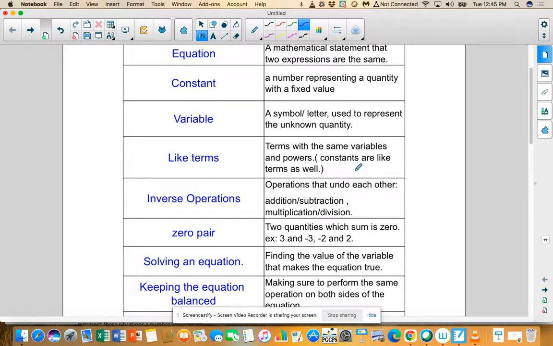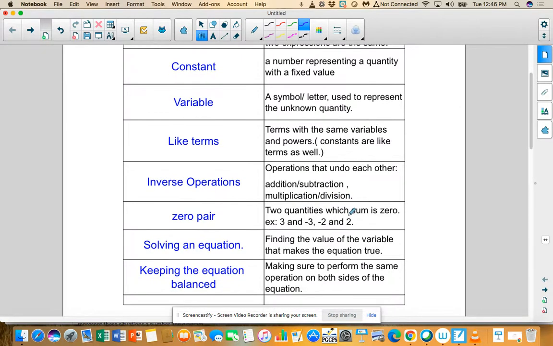And that's operations that undo each other. Addition and subtraction undo each other. Minus 2 plus 2 gives you 0, stuff like that. Multiplication and division undo each other.